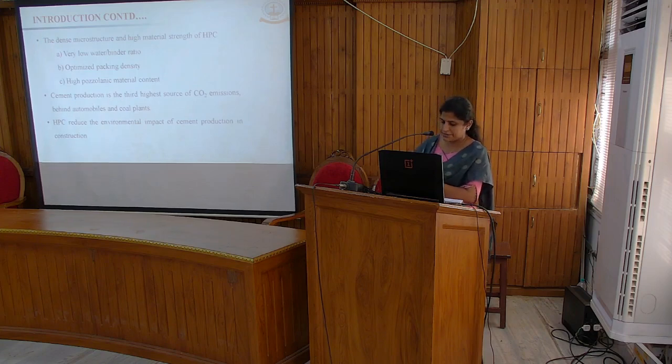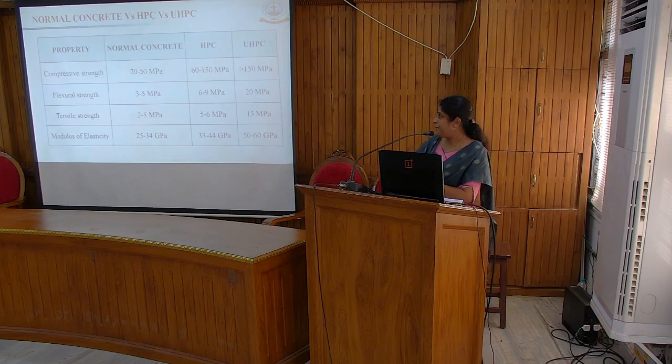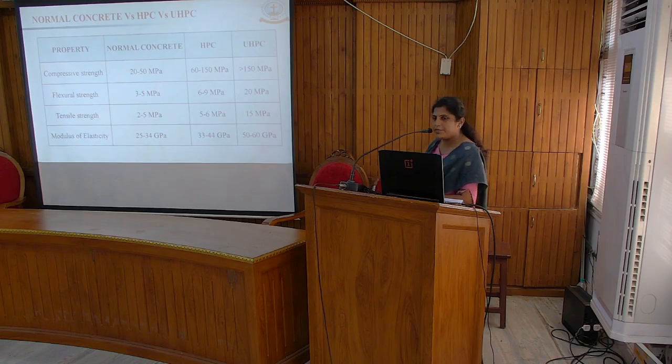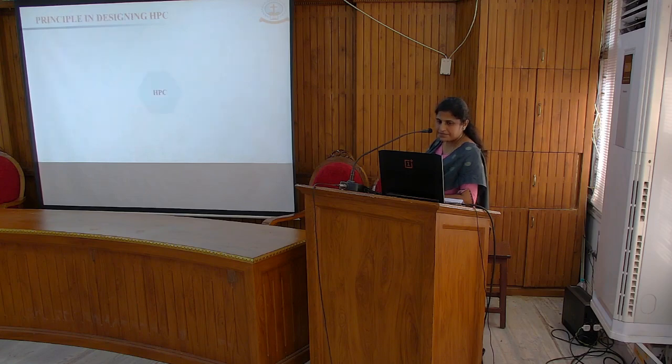If we compare normal concrete, high performance concrete and ultra high performance concrete, in terms of compressive strength, normal concrete is less than 50 MPa. High performance concrete is greater than 60 MPa. Ultra high performance concrete is greater than 150 MPa. Similarly, all other properties are better when compared with normal conventional concrete.